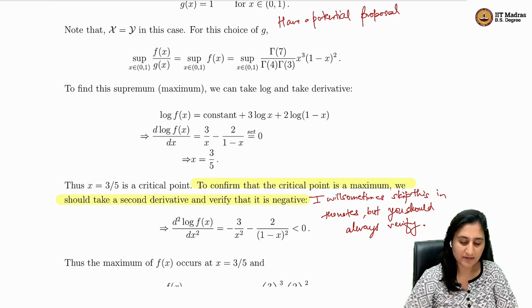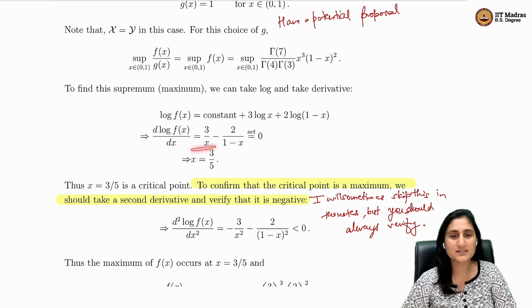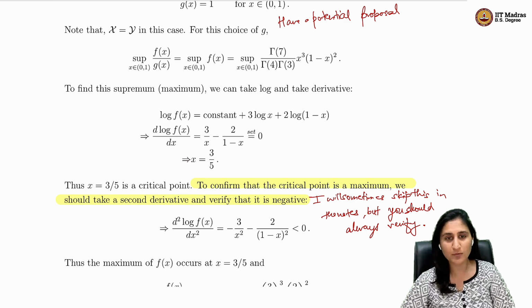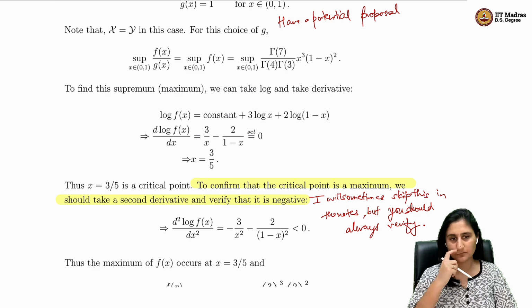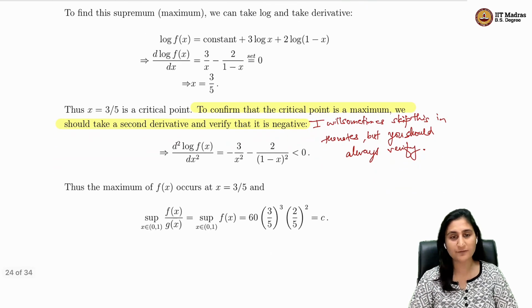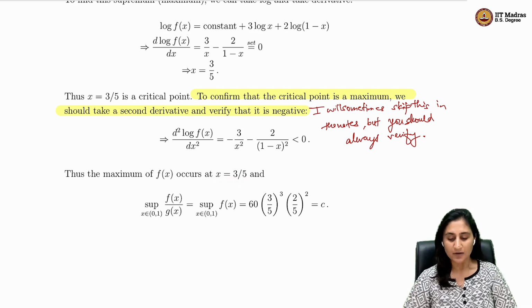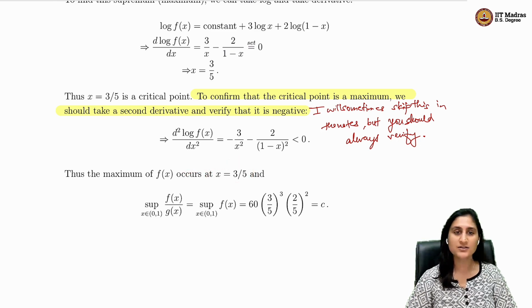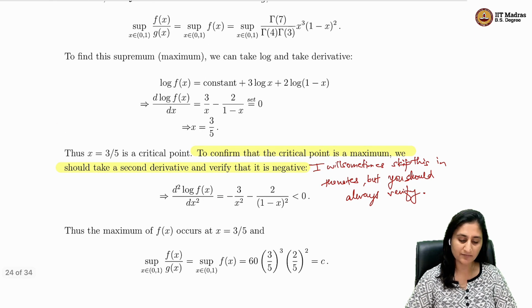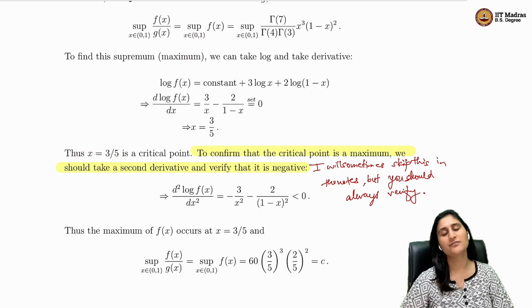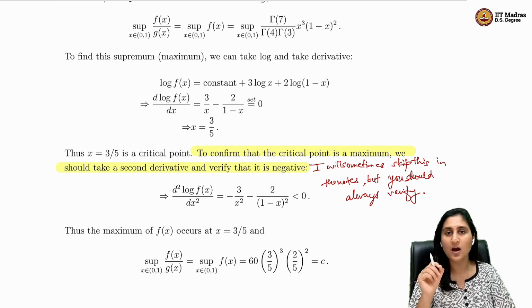And in this case, when I take a second derivative, this becomes minus 3 by x squared, and this still is minus 2 by (1 minus x) squared, and both of these terms, when x is between 0 and 1, are negative, and so this is overall a negative value. Okay. Thus, the maximum of f of x occurs at x equals 3 by 5. Right? So I can take this critical value x equals 3 by 5 and plug it back in the sup of f of x, because that's exactly where the supremum occurs.